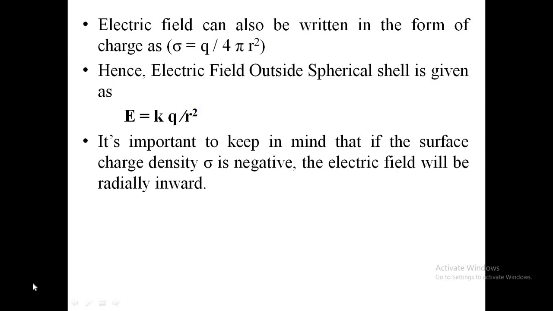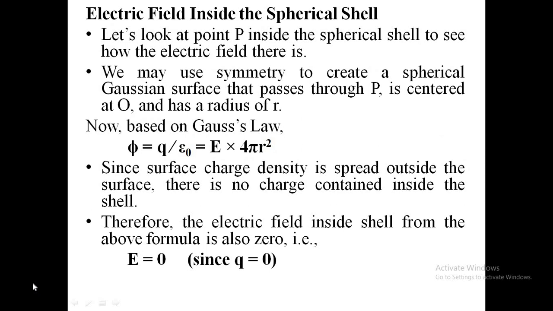Electric field can also be written in the form of charge, representing sigma is equal to Q by 4 pi r square, and the electric field outside the spherical shell can be written as E is equal to K into Q divided by r square. It is important to keep in mind that if the surface charge density sigma is negative, then the electric field will be radially inward. Electric field inside the spherical shell.